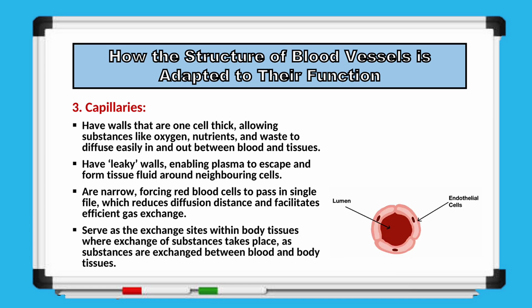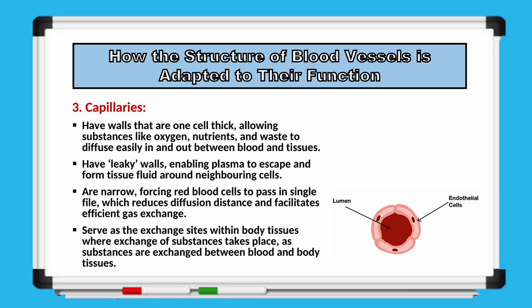Finally, let's consider capillaries and how their structure is perfectly suited to their role in the body. Capillaries have walls that are only 1 cell thick, which allows oxygen, nutrients, and waste products to diffuse easily between the blood and surrounding tissues. Their walls are also somewhat leaky, enabling plasma to escape and form tissue fluid around nearby cells. Capillaries are very narrow, forcing red blood cells to pass through in single file. This arrangement reduces the distance for diffusion and makes the exchange of gases and other substances highly efficient.